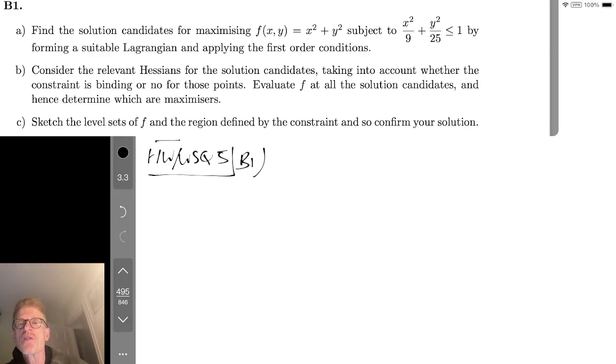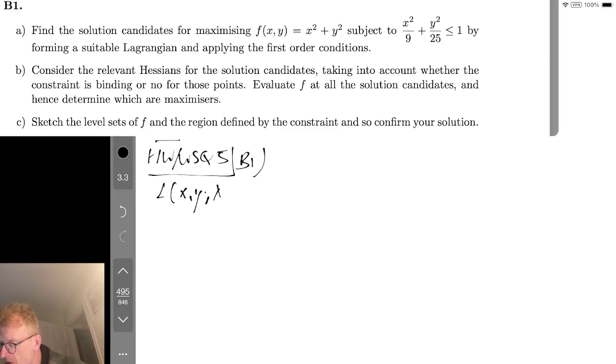Then apply the Hessians, the relevant Hessians for the solution candidates. So, well, we expect multiple critical points. So we have to see which critical points are binding, so lambda bigger than 0, or non-binding constraint. So let's write down the Lagrangian.